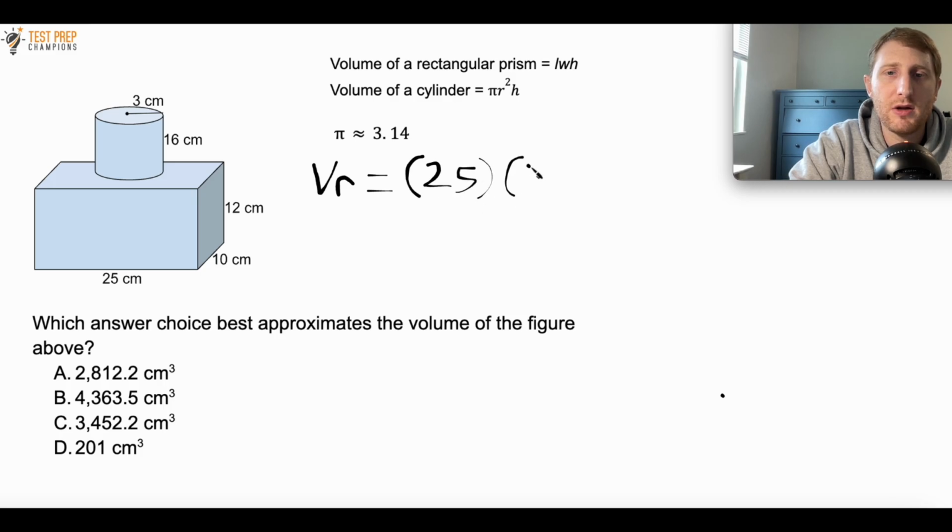Now keep in mind here that as long as you multiply these three numbers together, you're going to get the correct volume of the rectangular prism. So it doesn't matter if you do 12 times 10 times 25, whatever order you put these three numbers in, as long as you multiply these three together for the volume of the rectangular prism, you'll get 3,000.